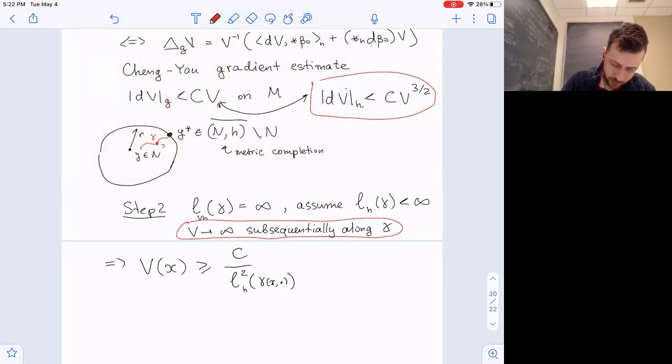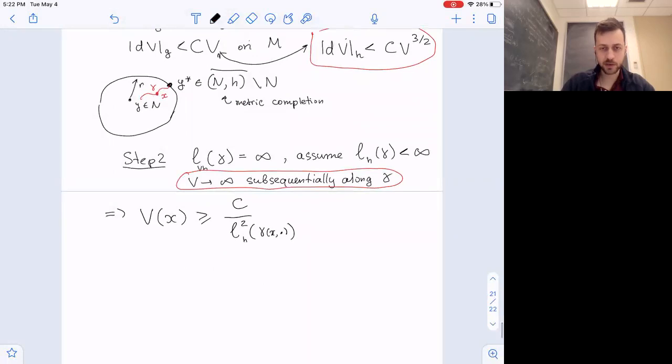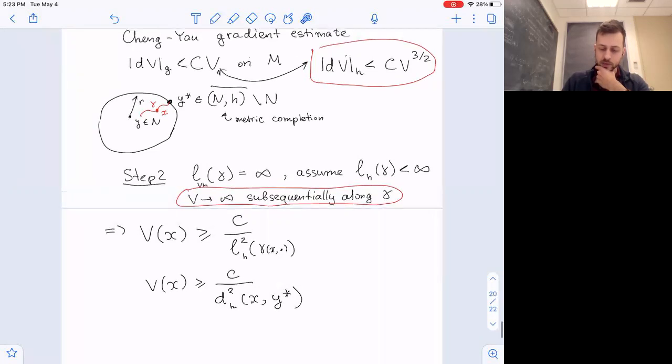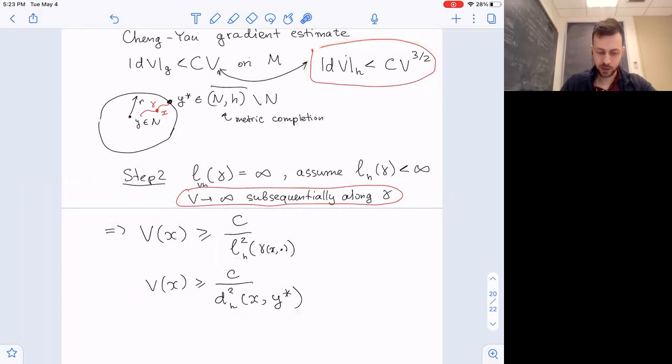Put point x here. And as gamma is arbitrary here, what you really get is that v of x is at least c divided by the distance squared with respect to h between x, sorry, I denoted it y star, between x and y star. So with this gradient estimate, your v of x must blow up at some prescribed rate as you approach this point, which doesn't belong to n, but belongs to its metric completion.